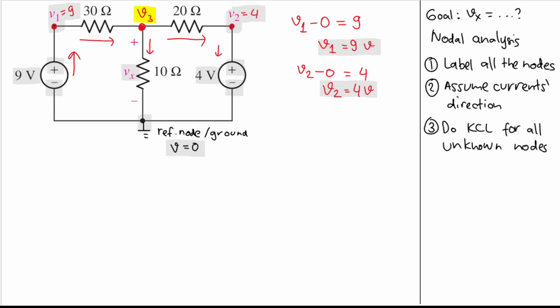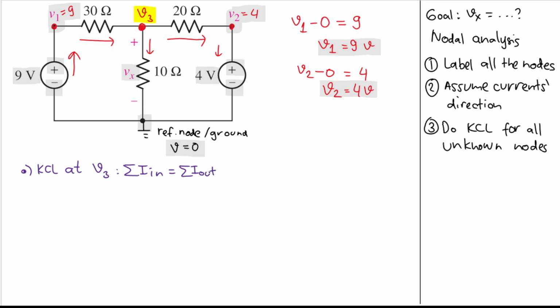So let's do exactly that. Let's do KCL at V3. What does KCL say? KCL says that the sum of the currents that go in will equal the sum of the currents that go out, right?